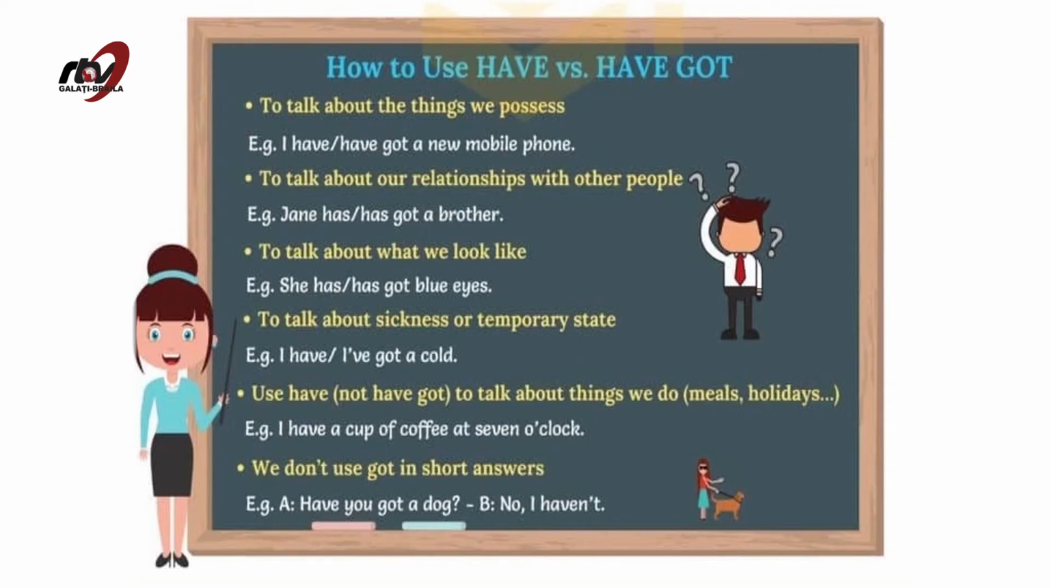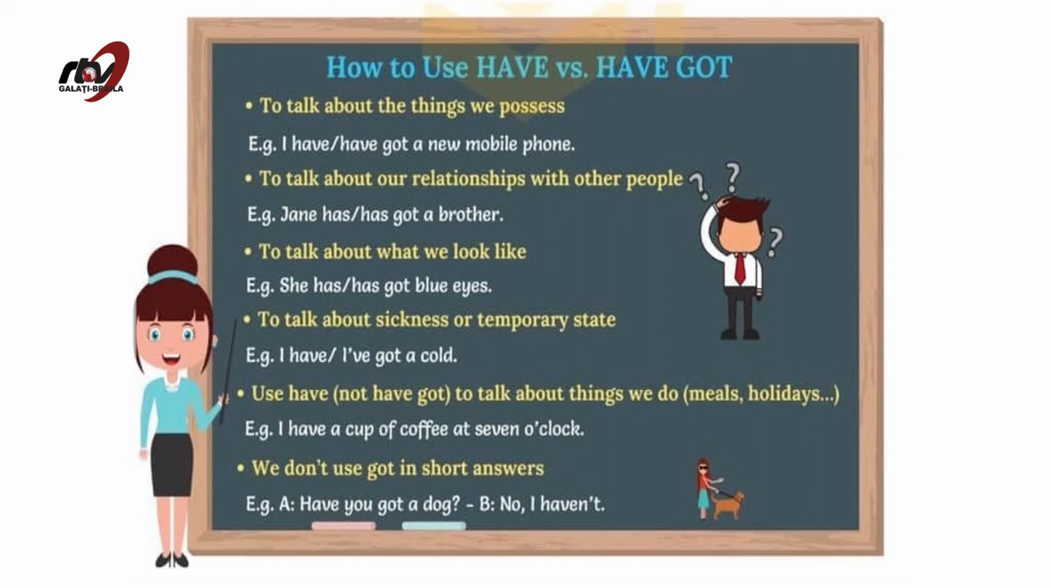How to use have and have got. To talk about the things we possess, I have a new mobile phone. I have got a new mobile phone. To talk about our relationships with other people, Jane has a brother. Jane has got a brother. To talk about what we look like, she has blue eyes, she has got blue eyes. Or to talk about sickness or temporary state, I have a cold, I have got a cold.